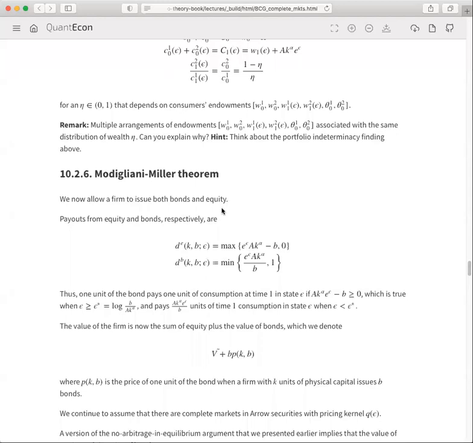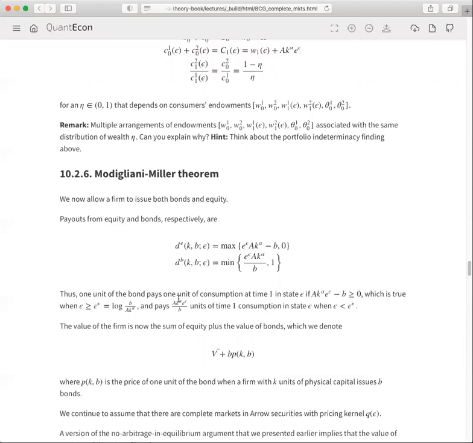And here's the deal. We have payoffs from issuing bonds are going to be, payoff from issuing equity are going to be the maximum of either zero, that's you get nothing, and that's the bankruptcy state, or you get the payouts, the earnings of the firm exceed the bond obligations. If earnings exceed bond obligations, that's the payout. For bonds, it's the other side.